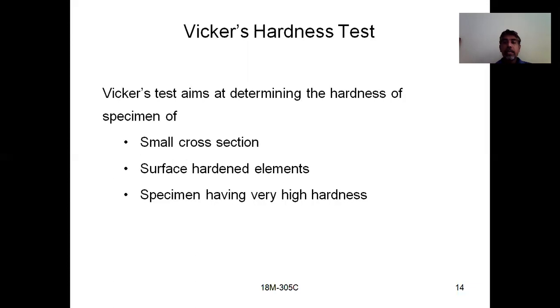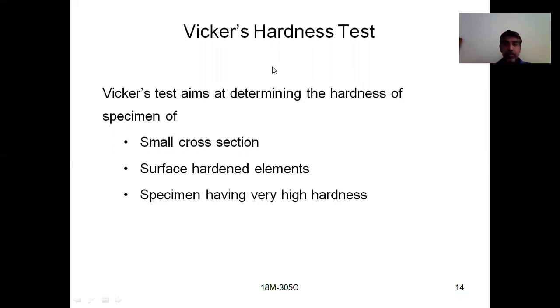The Brinell hardness test is very useful only for soft materials, because there we are using a steel ball indenter. By using a steel ball indenter, we are unable to find the hardness of hard materials. If you want to find out the hardness of hard materials, you have to go for the Vickers hardness test. So why is it useful for harder materials? Let us see these points.